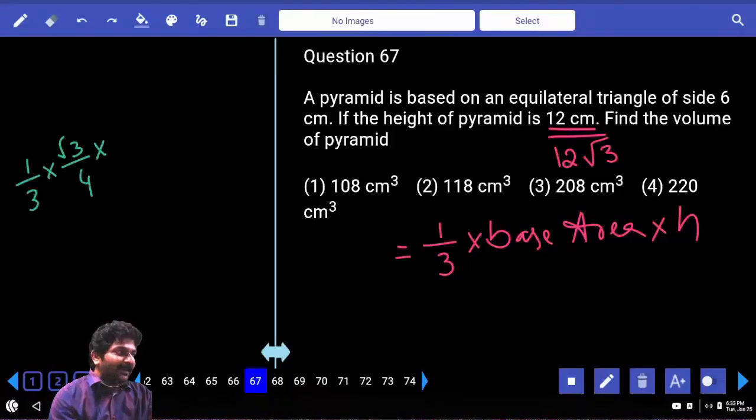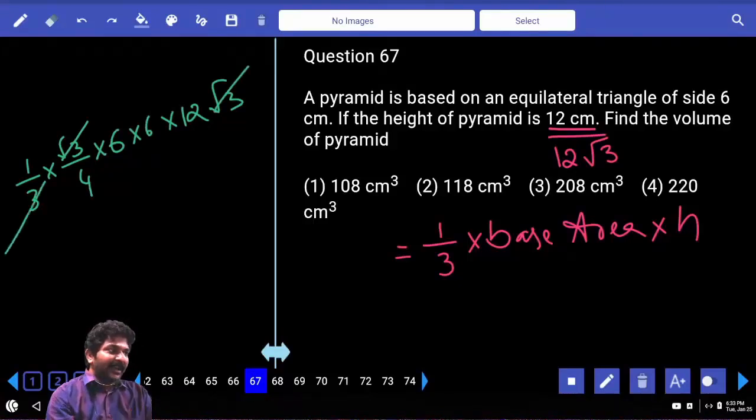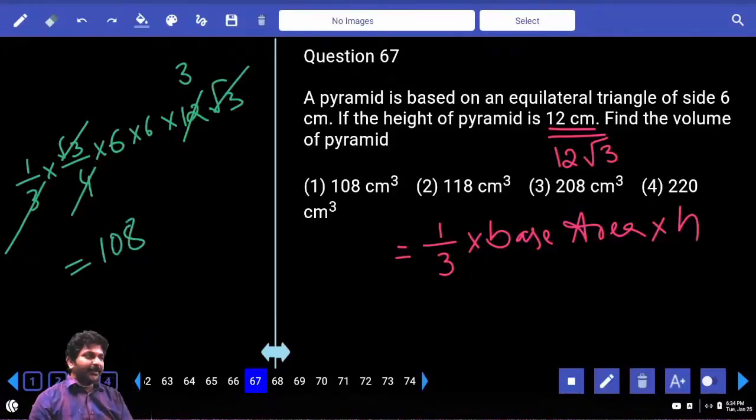Root 3 by 4 a square. What is side? Side of equilateral triangle 6 into what is height? 12 root 3. Root 3 into root 3, 3 cancel. 4 how many times? 3 times. 6 into 6, 36. 36 3 times, 108 cubic centimeters.